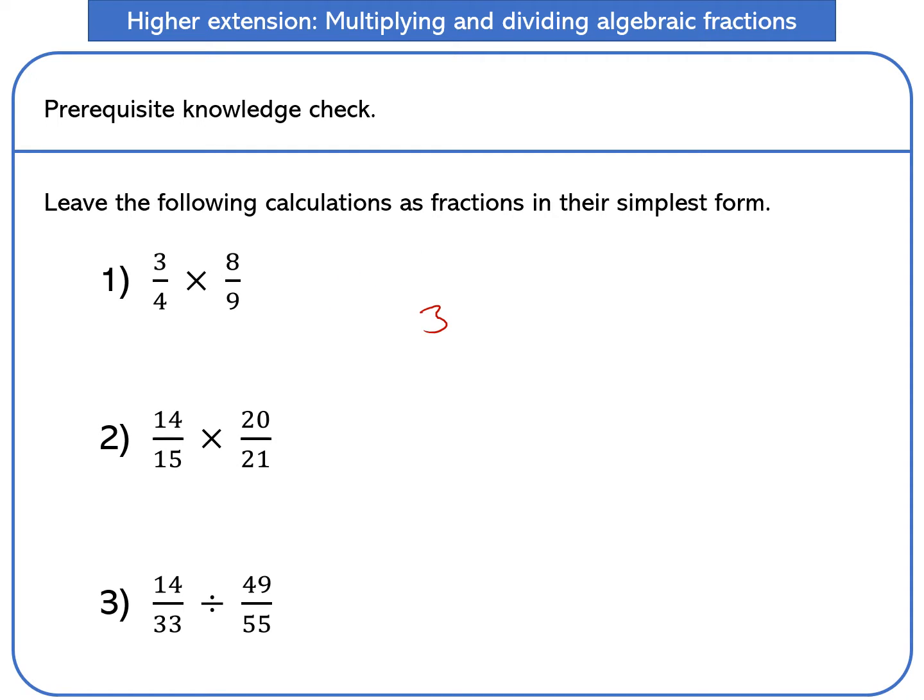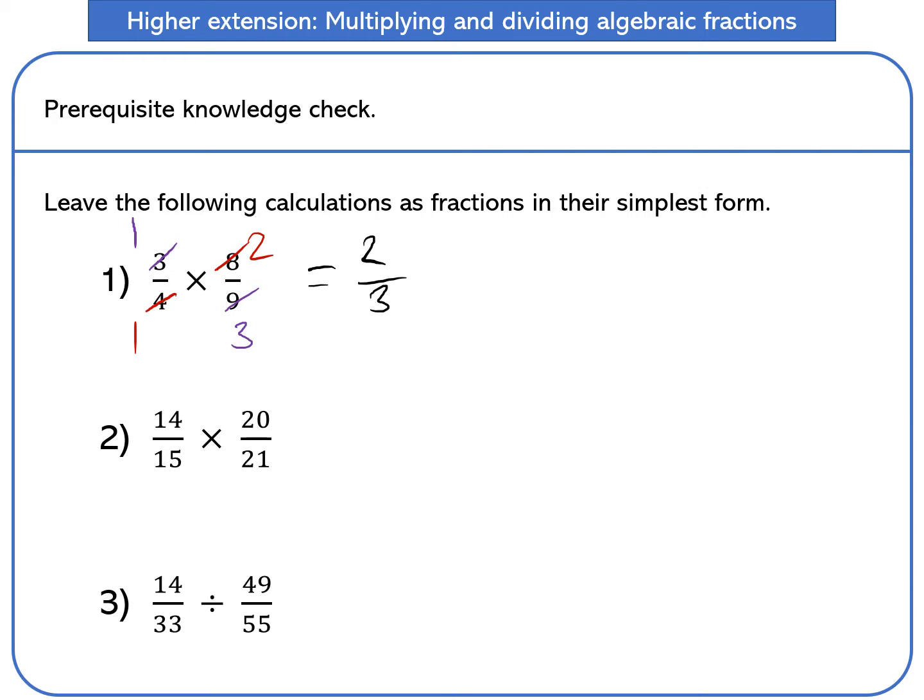So let's clear that away. What I can see is how many 4s go into 4? 1. How many 4s go into 8? 2. So instead of multiplying by 8, I can multiply by 2. And in a similar way, I can cancel these two down because they've got a common factor of 3. So that's 1 goes into 3, and 3 goes into 9. So now I just simply go 1 times 2 is 2, 1 times 3 is 3, and that question's finished.